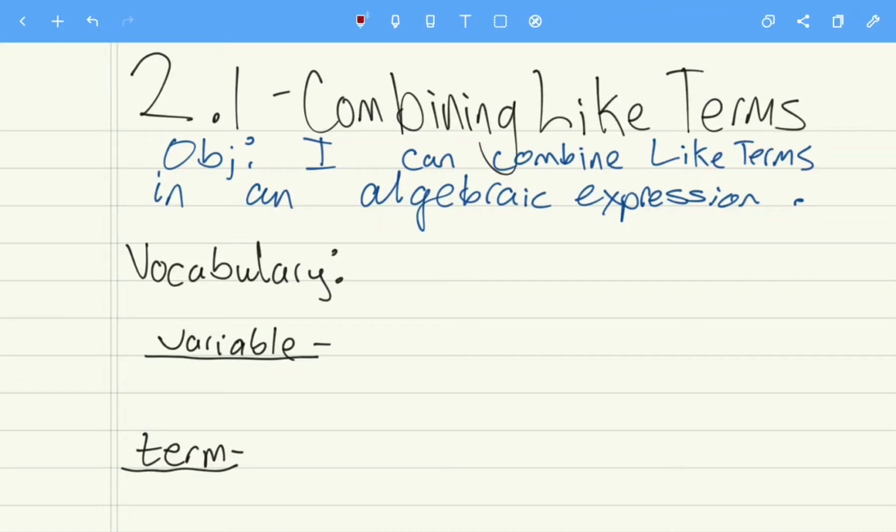Good afternoon, this is Miss Goodwin, and today we are covering 2.1 combining like terms. So the objective for today is I can combine like terms in an algebraic expression.